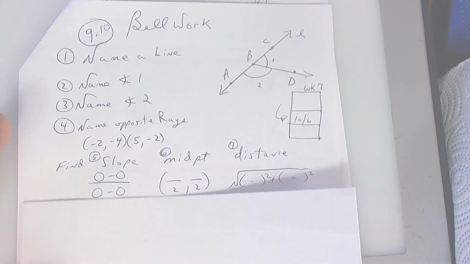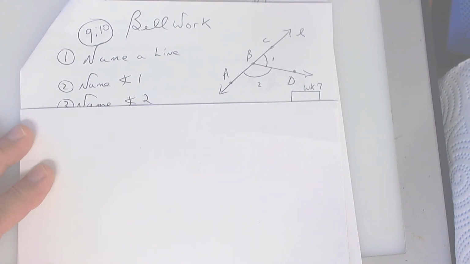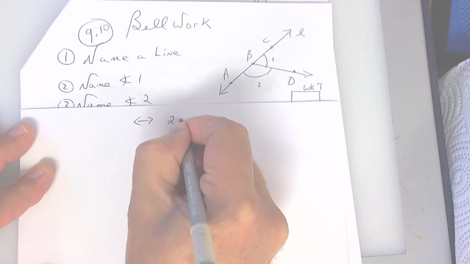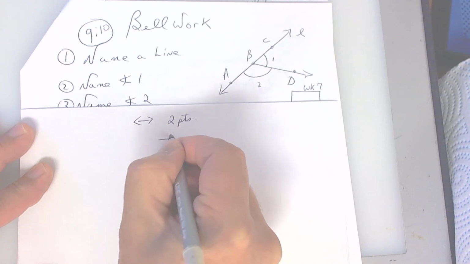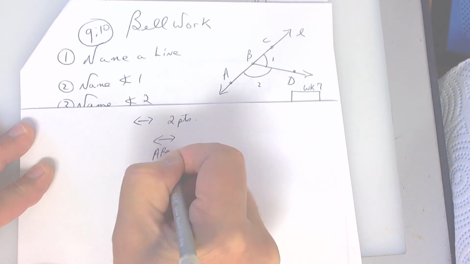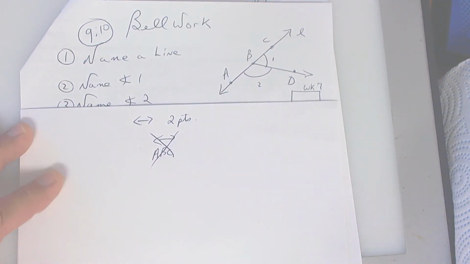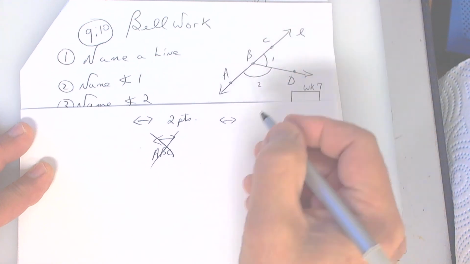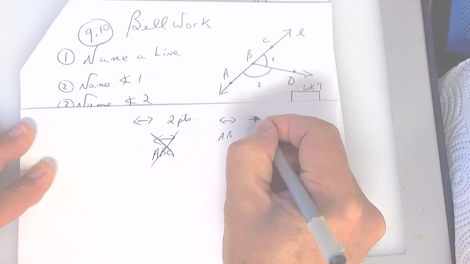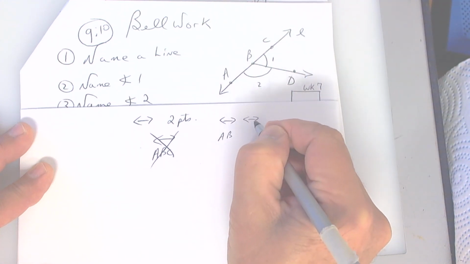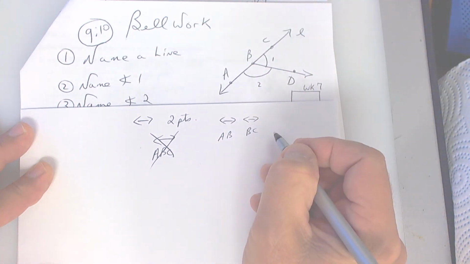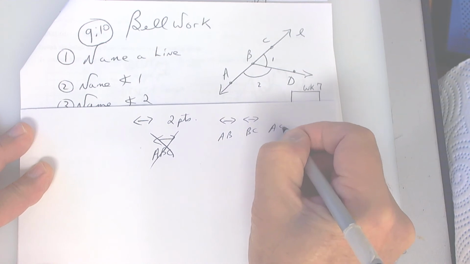All right, let's take a look here. Name a line. Take a look at this right here. Remember, a line uses 2 points. If you say line ABC, you're going to miss it. A line uses 2 points. So you could say line AB. That's fine. Notice I have 2 arrows. You could say line BC. It's the same line. You could say line AC.